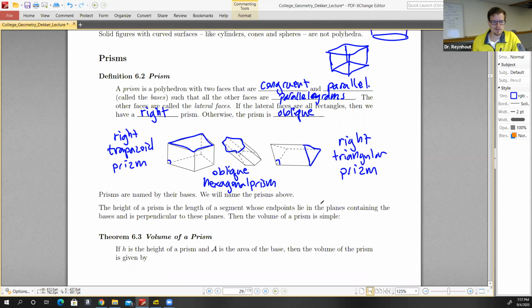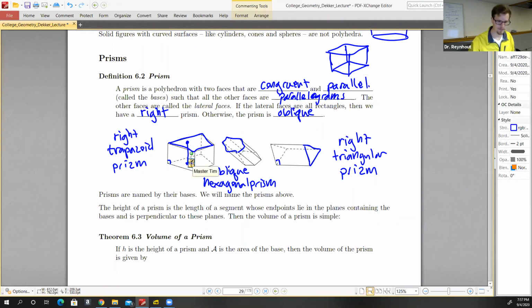So the height of the prism is the length of the segment whose endpoints lie in the planes containing the bases and is perpendicular to the planes. Whew, that's a bit of a mouthful. But what we're saying here is if we took a point in this base, and then drew a line straight up until we hit the other base, and if we drew it in such a way that it is perpendicular to each base, right? They're parallel, so we should be able to do that without any problem.